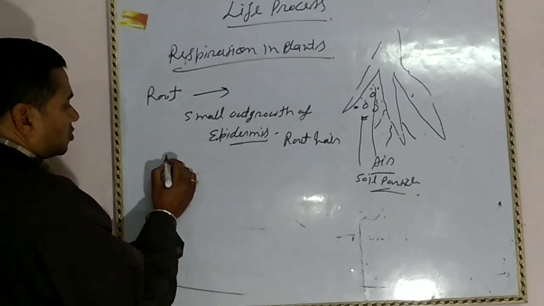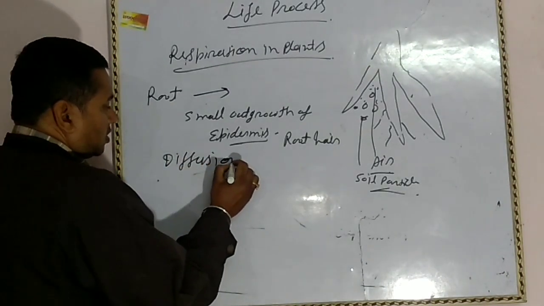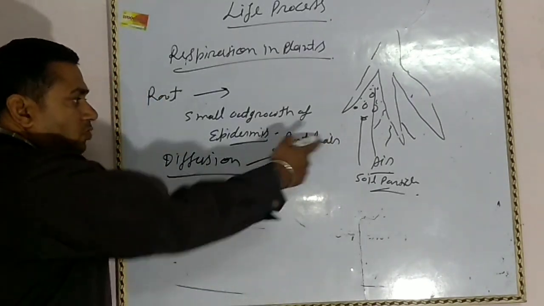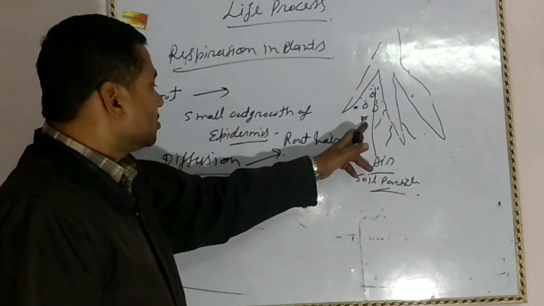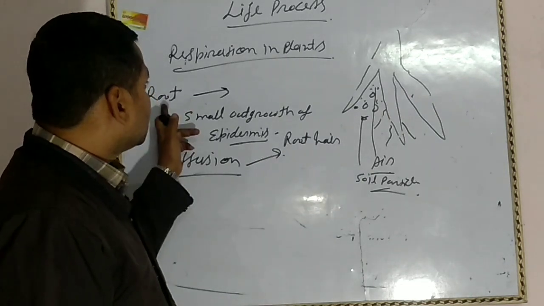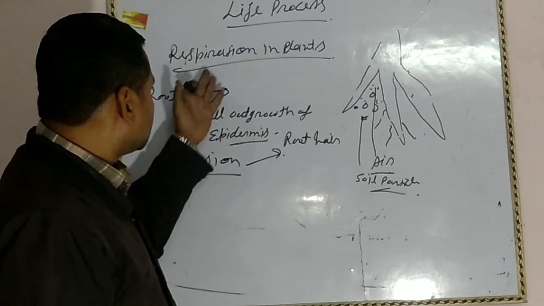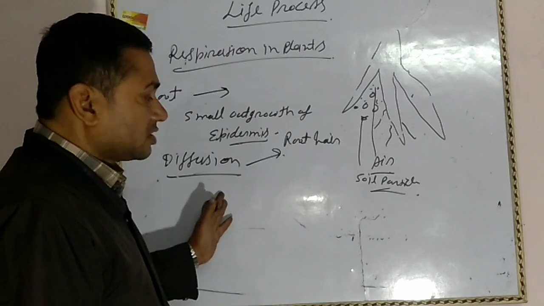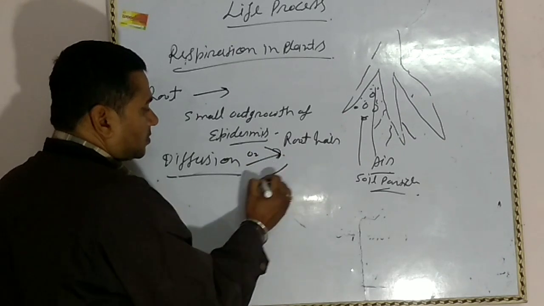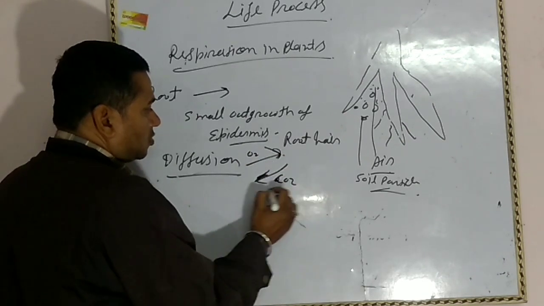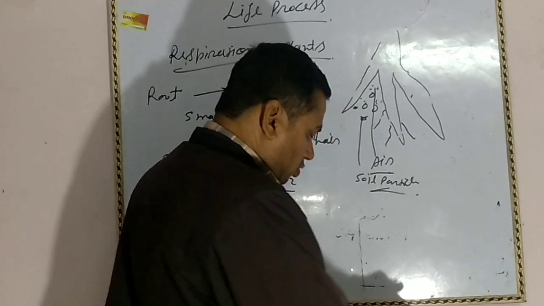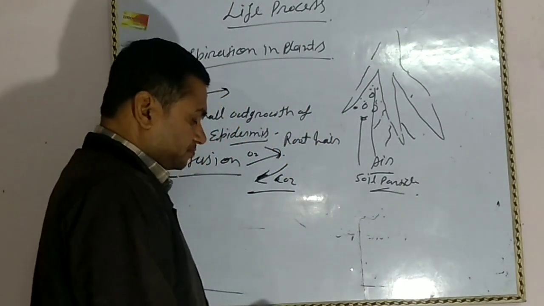So respiration occurs through diffusion. Gases diffuse through the root hair: O2 moves inside and CO2 moves outside of the root. So by the diffusion process and with the help of root hair, roots respire. Suppose this is the O2 moving in here and CO2 moving out of the root here. So this is root respiration in plants.